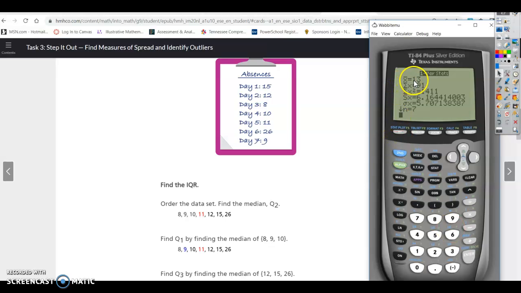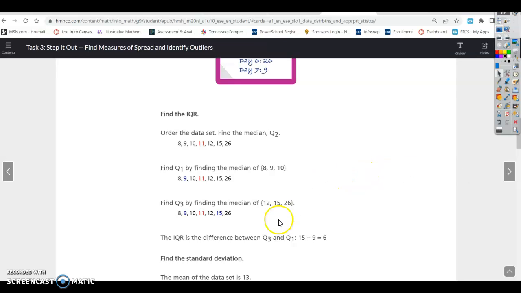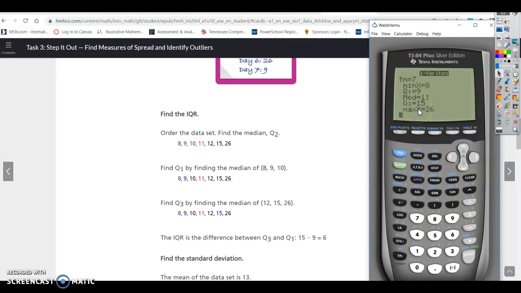It's going to give me my mean, that's my average. It's going to give me my standard deviation, 5.7. It's going to give me my number in the set, which is 7. My Q1 is 9. You can see that right here. My median is 11. You can see that right here as well. Q3 is 15, and you can see that is right here. And then your maximum number in the set is 26.